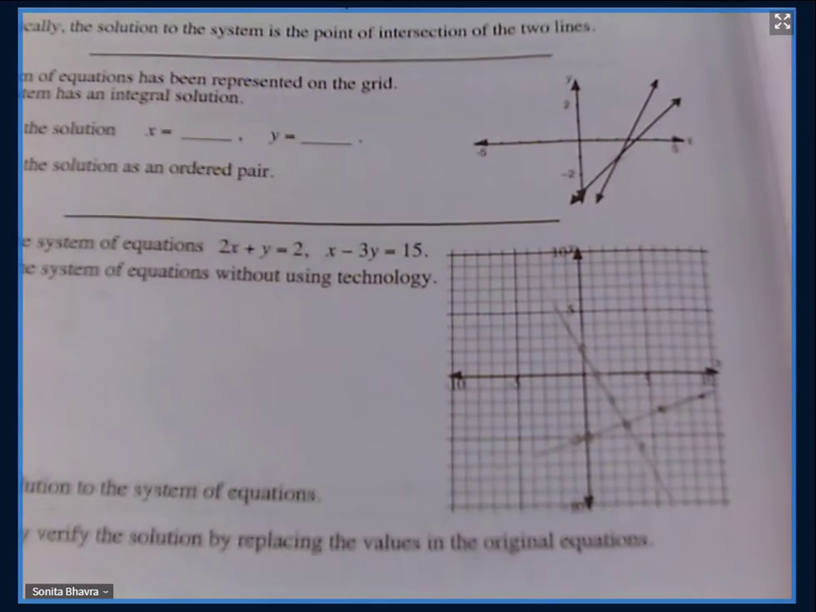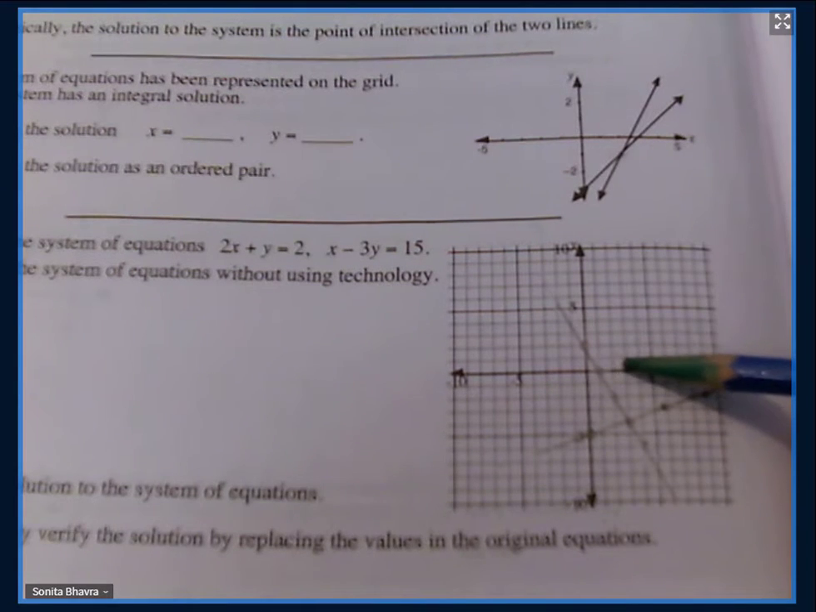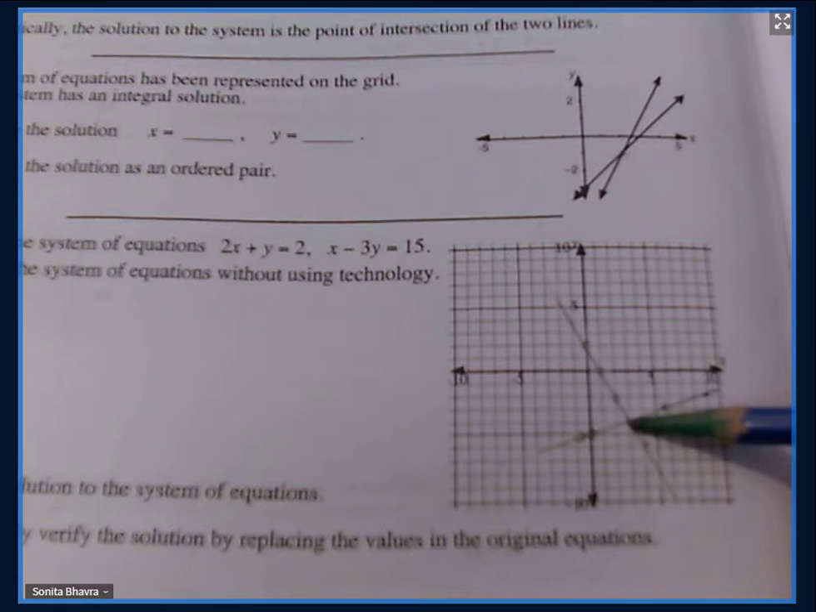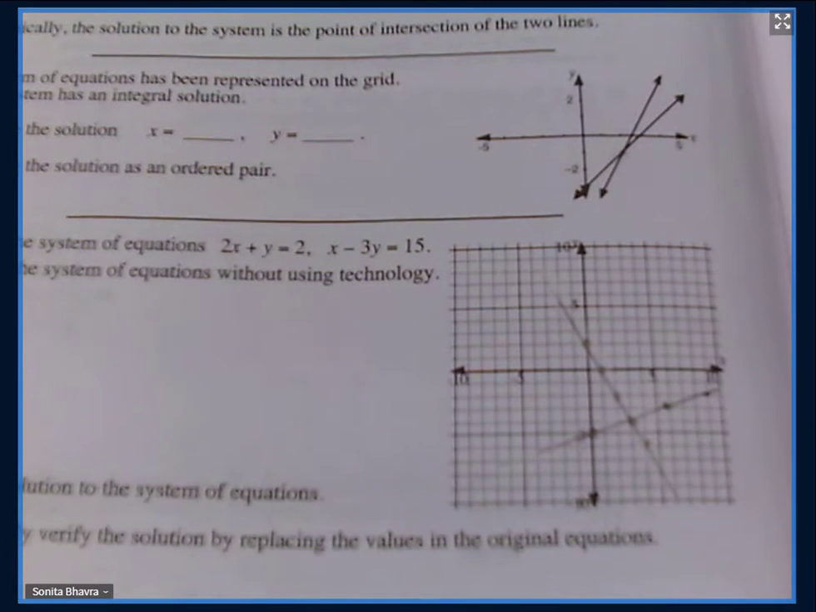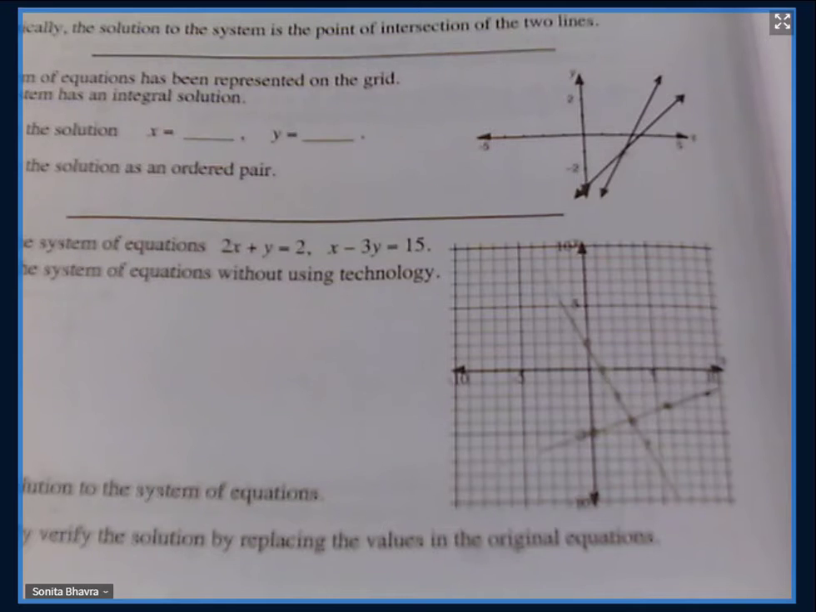There we go. So here we see our intersection point right here. So our intersection point is at +3, 1, 2, 3, and at -4, 1, 2, 3, 4. So 3, -4 is our intersection point. All right, so that is the solution as well. So the solution to these two equations is at 3, -4.